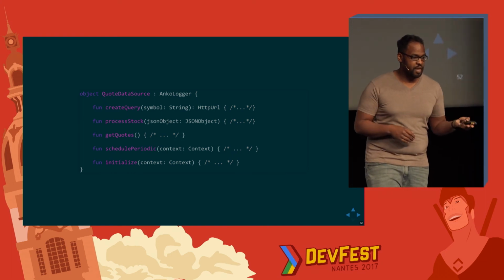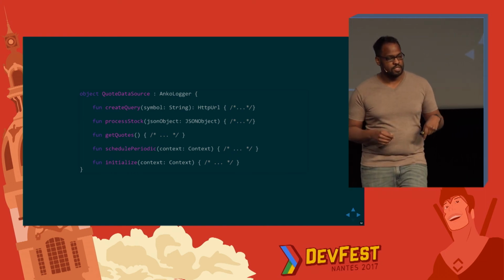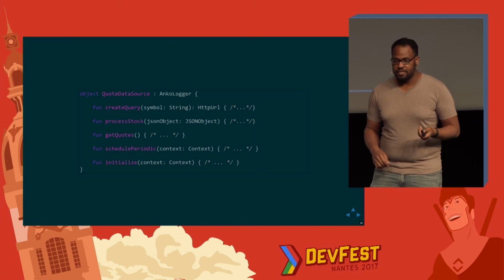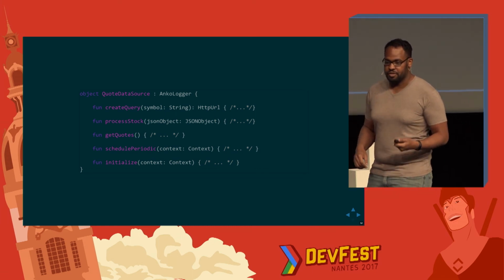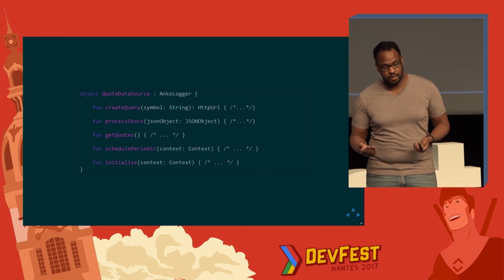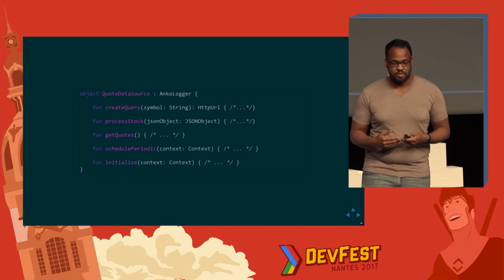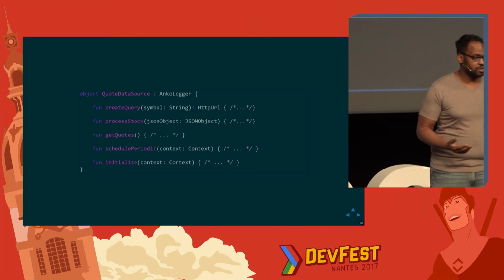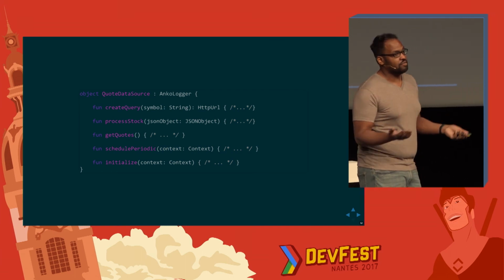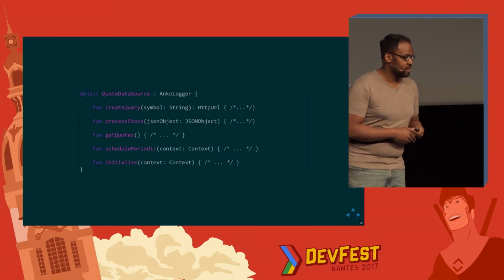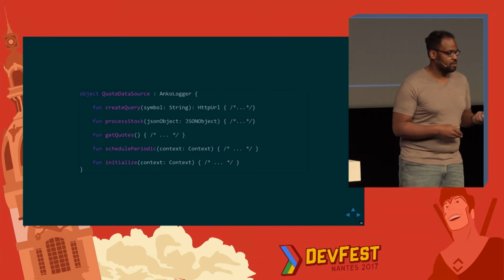So going back to Stockhawk, this is what my data service turned into. It turned into an object so that I could make sure that there was only one version of it, and I have the functions that I'm calling on it, and it's all awesome.